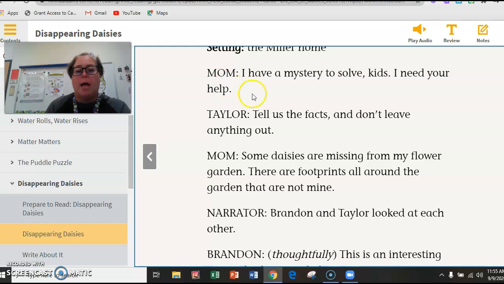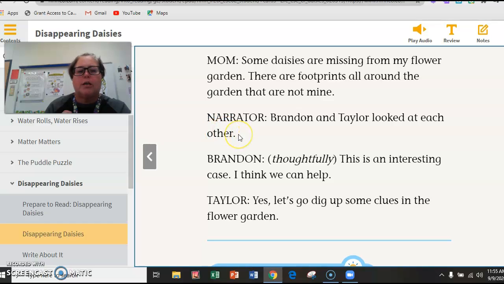Mom. I have a mystery to solve. Kids, I need your help. Taylor. Tell us the facts and don't leave anything out. Mom. Some daisies are missing from my flower garden. There are footprints all around the garden that are not mine.